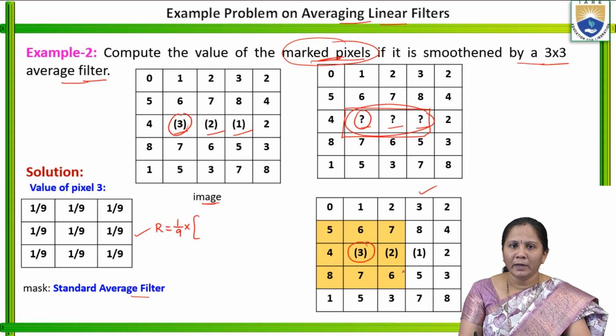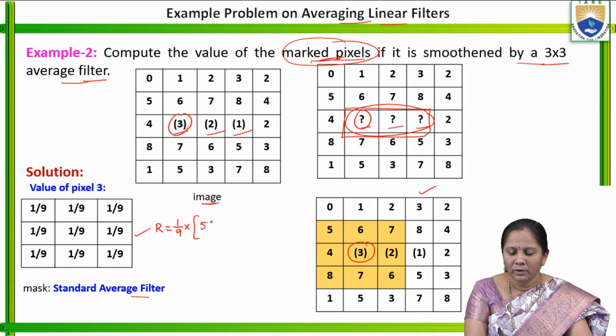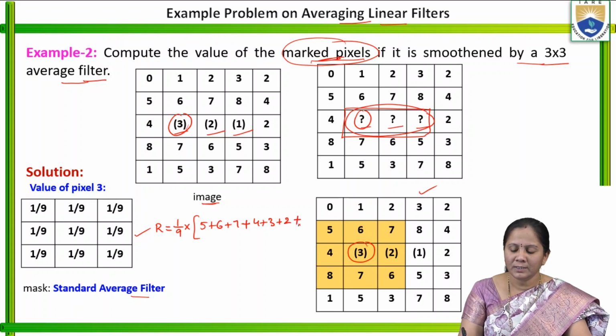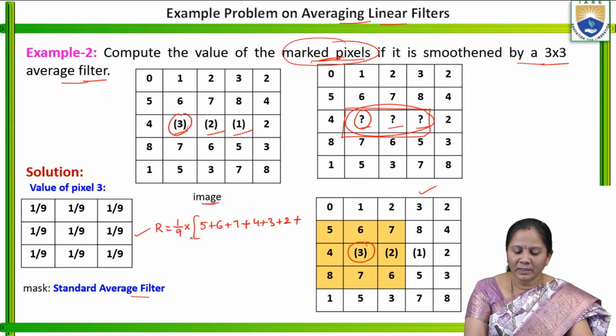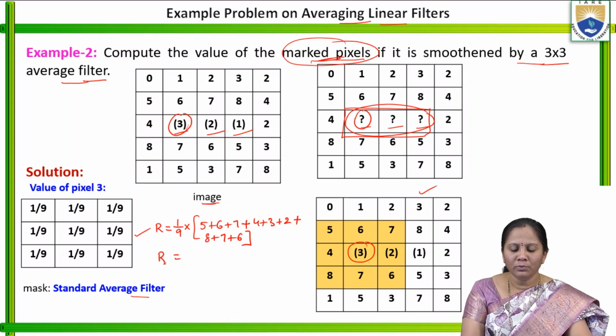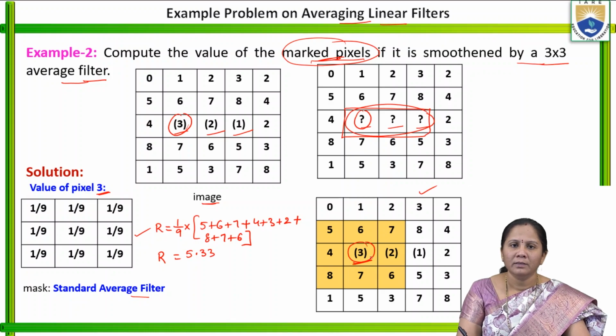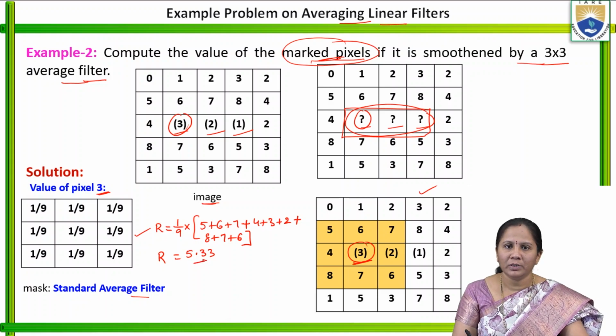If it is applied to all the neighborhood pixels of the center pixel, then the new pixel value can be calculated. So 1/9 into 5 plus 6 plus 7 plus 4, 3, 2, 4 plus 3 plus 2 plus 8 plus 7 plus 6. So the new pixel value of this 3 can be calculated. If we simplify this, we will get 5.33. That means instead of 3, we have to keep in the output image 5.33.